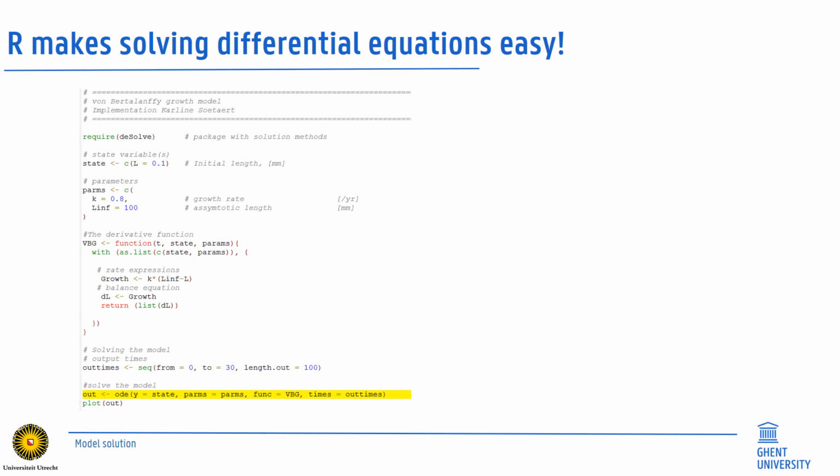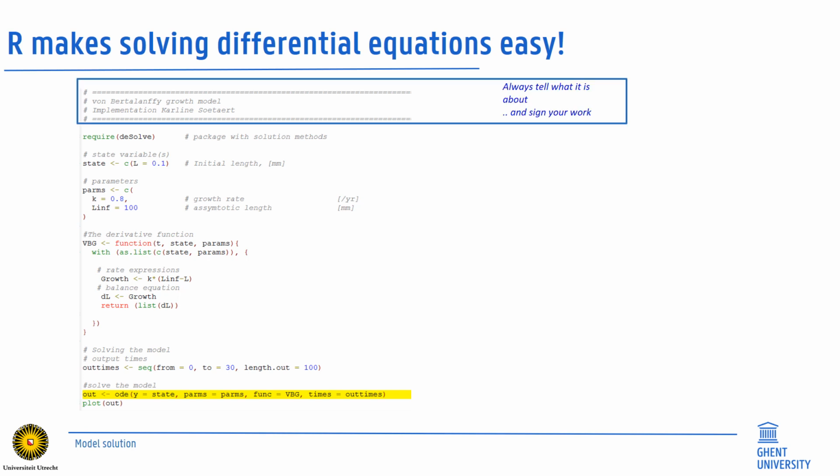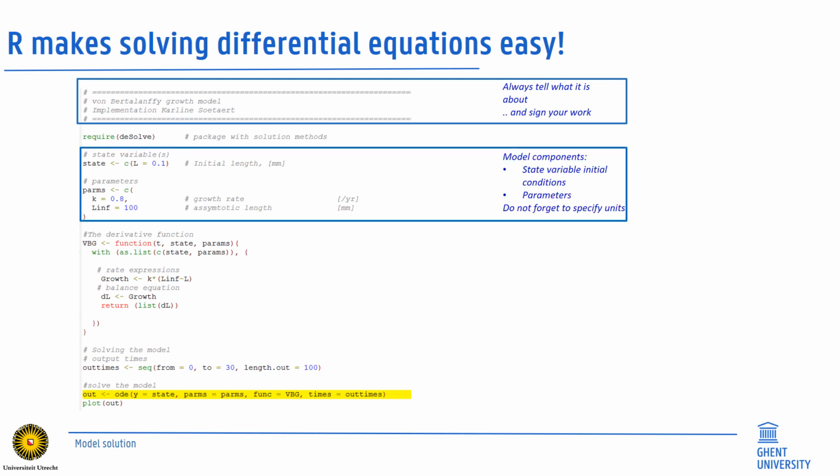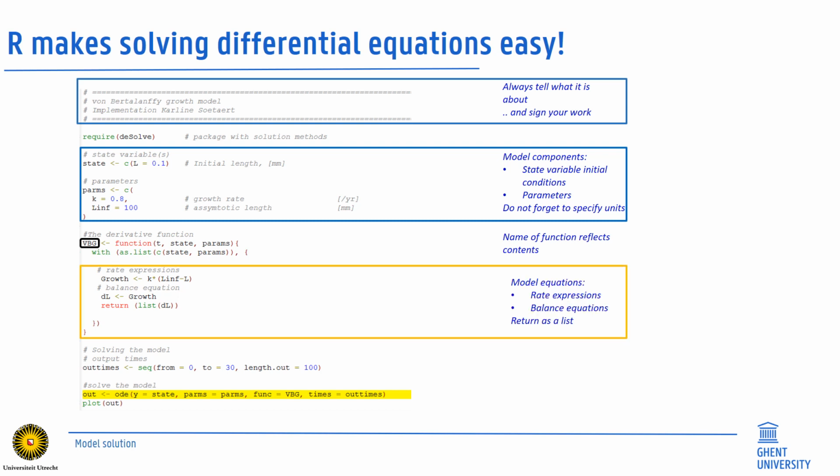All in all, we use R to solve these differential equations. We implement our code in scripts and in Markdown documents. Always provide a header with the content of the simulation and the authors. We define the model components, being the state variables and the parameters, and we use a hashtag to document the units. We define the derivative function and the model equations, where we separate the rate expression and balance statements.